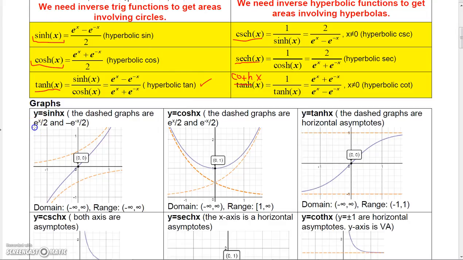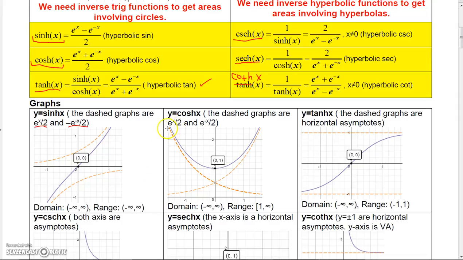So basically, if you took e to the x over 2 and minus e to the minus x over 2 and added them together, that would be these two dash graphs. That would give you the hyperbolic sine function. So that's where the hyperbolic sine function comes from. And so its domain is all real numbers and its range is all real numbers.